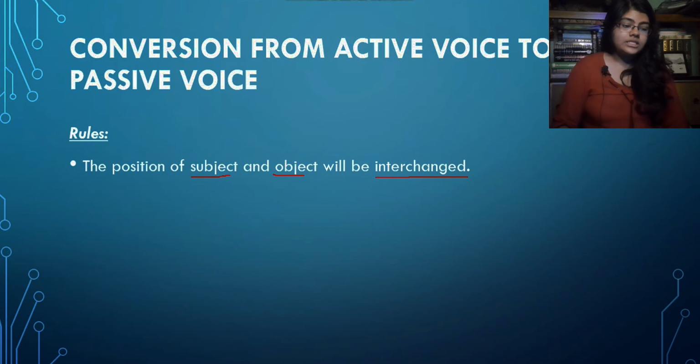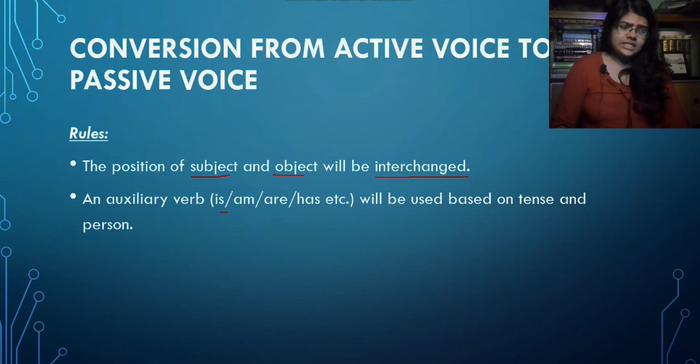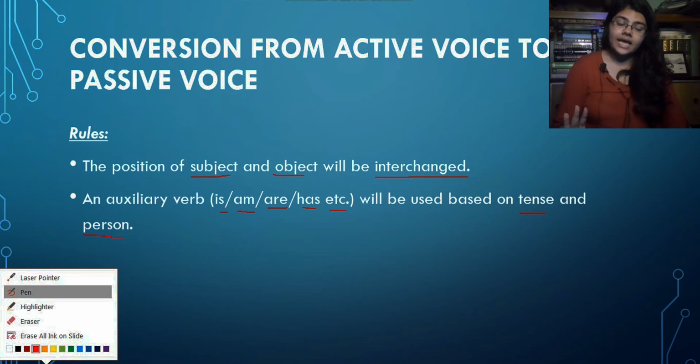We can easily understand that the position of subject and object has been interchanged. Alright. So, this is the rule number 1. Now comes the next rule. An auxiliary verb such as is, am, are, has, etc. will be used based on tense and person. We already saw that in the example of a passive voice that we will put an auxiliary verb after the object in the sentence. So, based on tense and person, we will use the auxiliary verb after the object in passive voice. Alright, so that was the second rule.